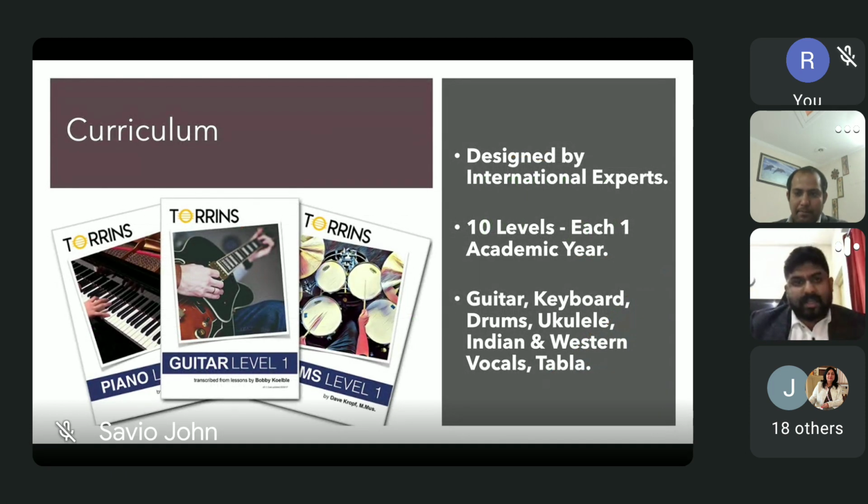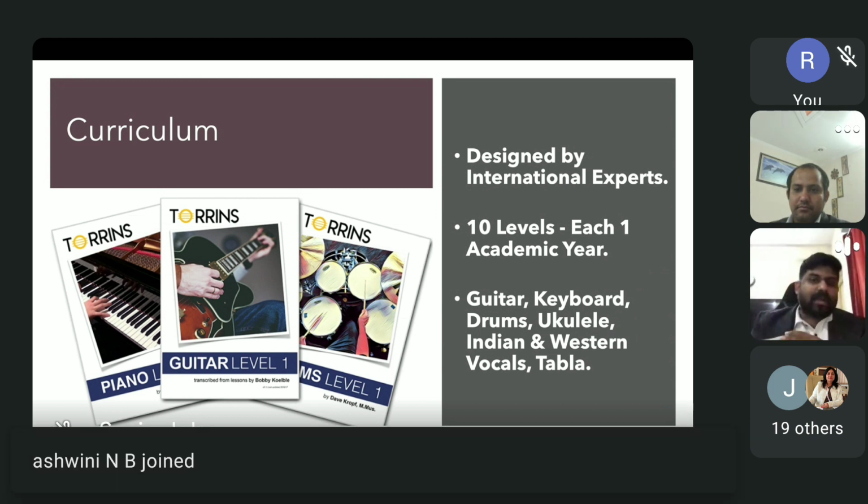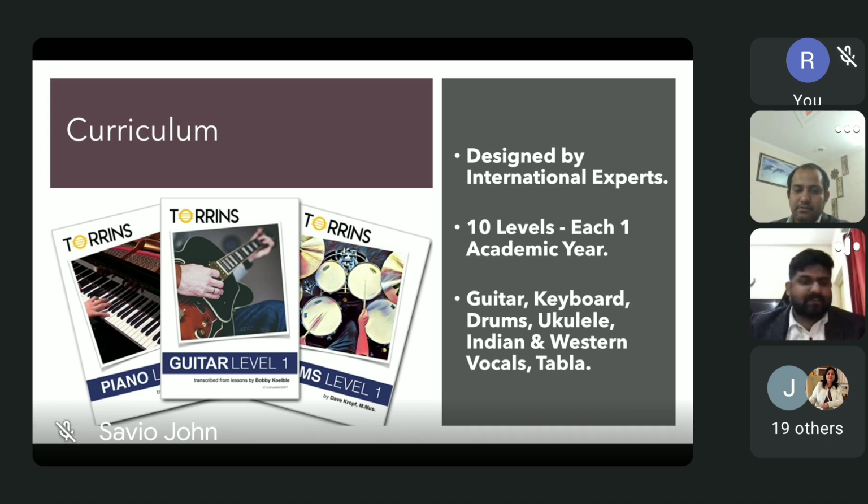And talking about a curriculum which has been designed by international experts. Most of them are Grammy Award nominees. They're from the US, and we have over 10 levels, one level for each academic year. This is across guitars, keyboard, drums, ukulele, Indian and Western vocals, and tabla.